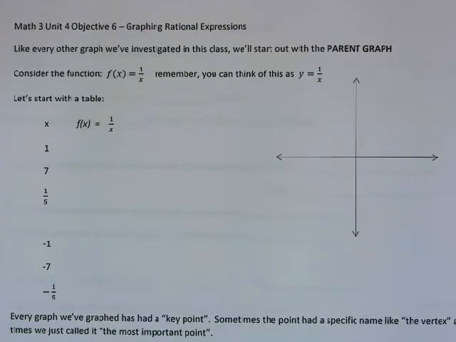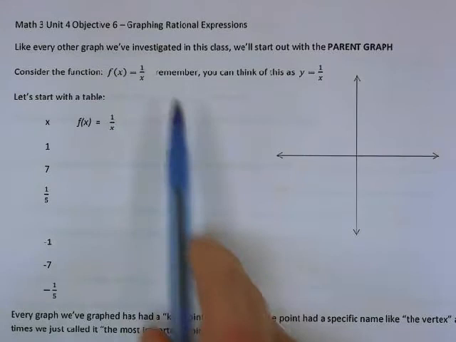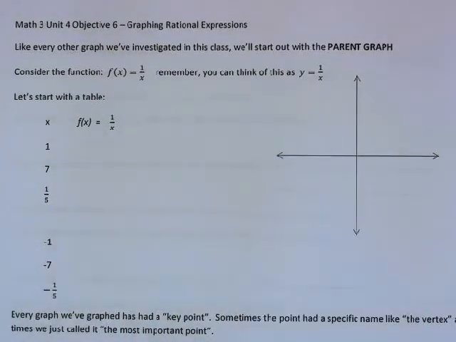Alright, we got the final objective for Unit 4, Objective 6, graphing rational expressions. Now, like it says here, like every other graph we've investigated in this class, we'll start out with the parent graph, or the parent function. Okay, so again, the parent function is just the simplest form of an equation that we can get. So if our equation is going to be a rational expression, what's the simplest equation we can come up with?